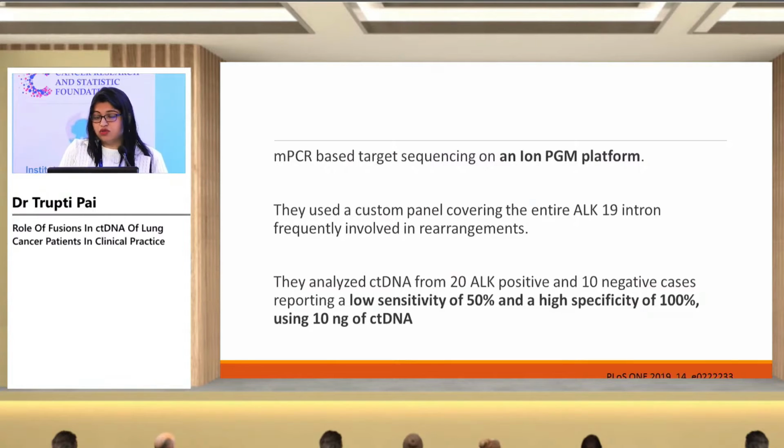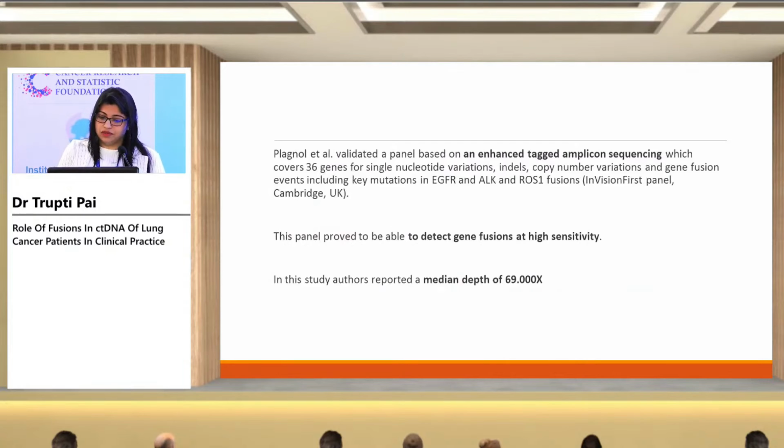There were also a few studies which didn't use hybrid capture, but amplicon based sequencing on the Ion Torrent platform. So again, the same with a very low amount, 10 nanogram of ctDNA, still a specificity of 100%.